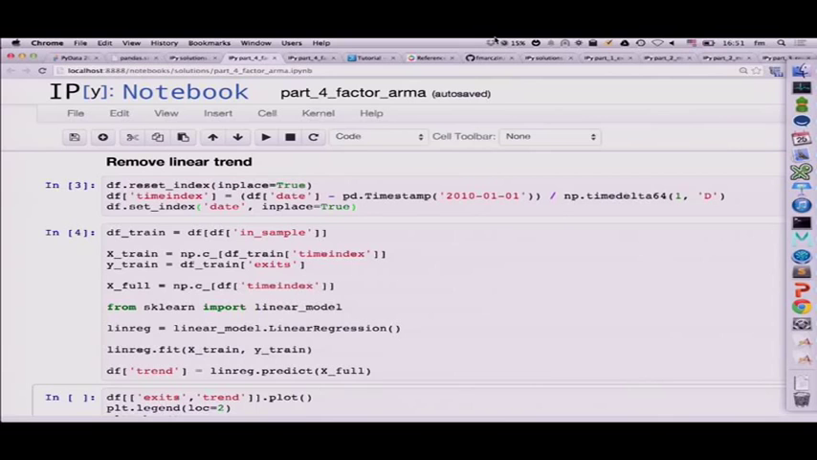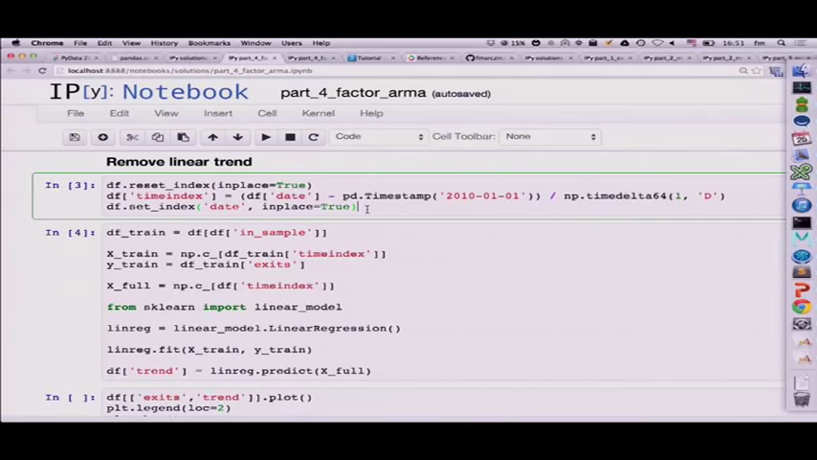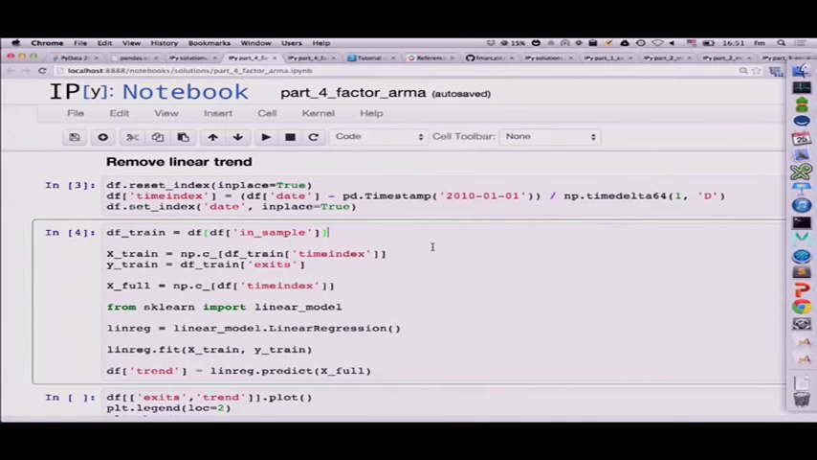What we are doing here is building a time index just for the linear fit. We're looking at the time difference from 1st of January 2010. It's already done. Then we define our in-sample, use the time index as x, and the quantity we want to predict is y. We import the linear model from sklearn, do a linear regression and the fit, and then do a prediction and fill the result into a column in our data frame.